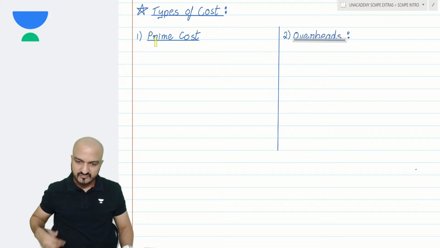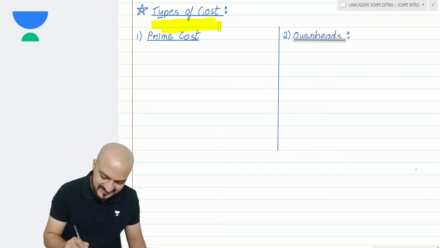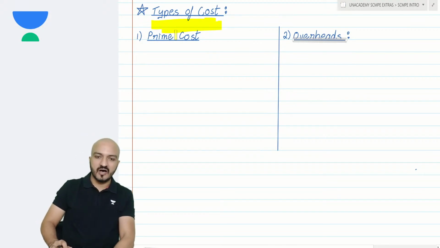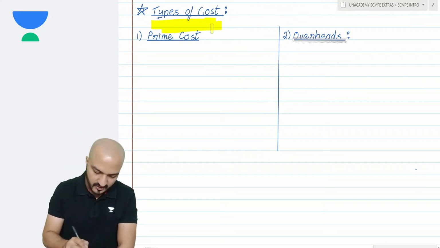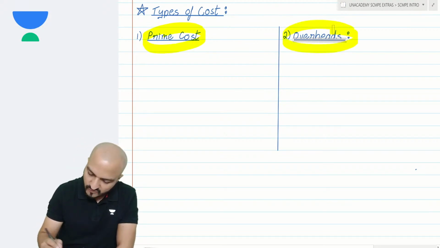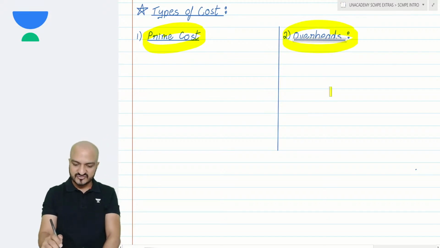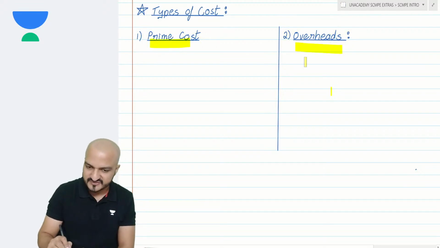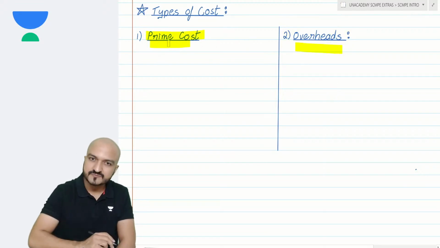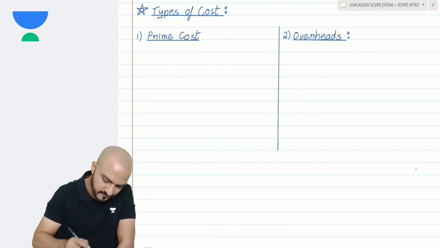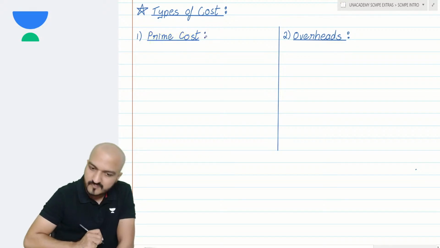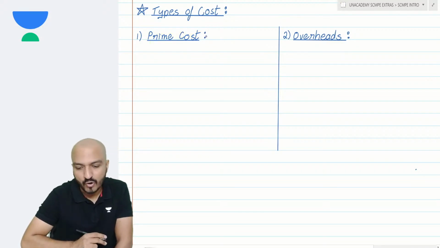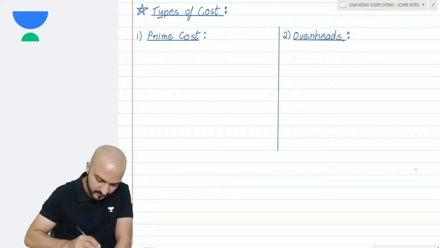Types of costs are necessary to understand how the cost is being calculated. So there are two types: prime cost and overhead cost. Have you heard these names? Tell me, what is prime cost? Or tell me what is overheads? Anything that you remember.